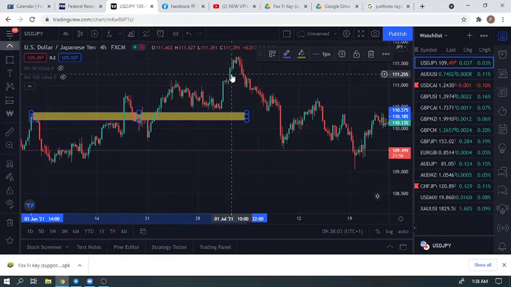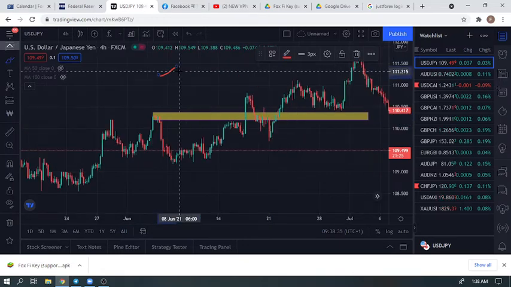Now demand and supply is also divided into 4 different moves. You have what we call the rally base rally, the base rally base, the drop base drop, and the base drop base.